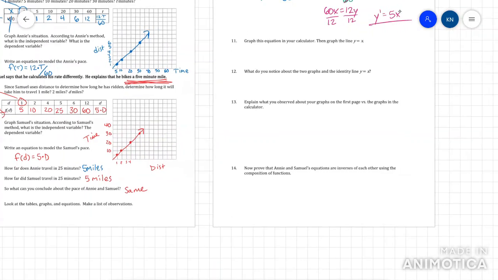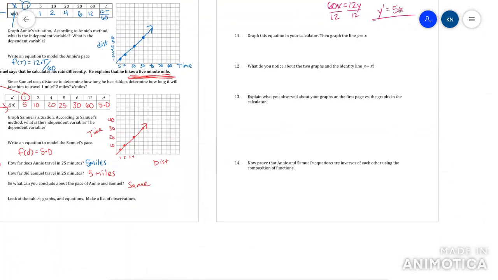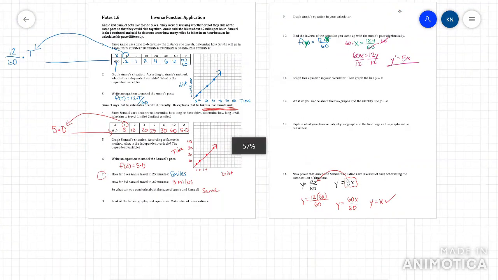All right, so now they want you to prove that those are inverses of each other. So we had the first one, I'll just use x's and y's, 12x over 60. And the second one was 5x. And they want you to prove that these are inverses of each other using composition. So take one of your equations, plug it in for the letter x of the other one. So it'd look like this: y equals 12 times, just change that x to be a 5x. Now you're just going to solve it out. So 12 times 5 is 60. Now you got 60 over 60, which is going to reduce. You end up with y equals x. So that's how you prove that they are inverses using composition.